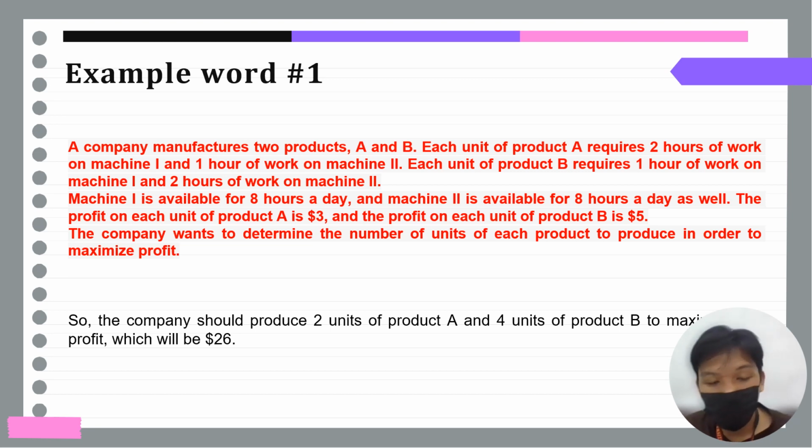So we have solved the first problem earlier and its solution. As you can see, we have used the maximization with equality. So the company should produce 2 units of product A and 4 units of product B to maximize the profit, which will be $26.